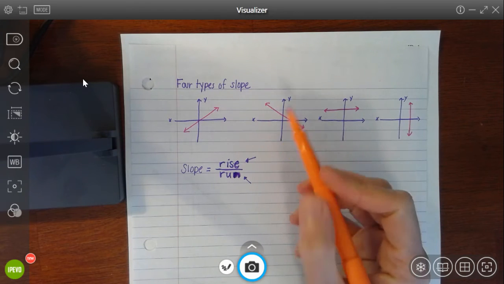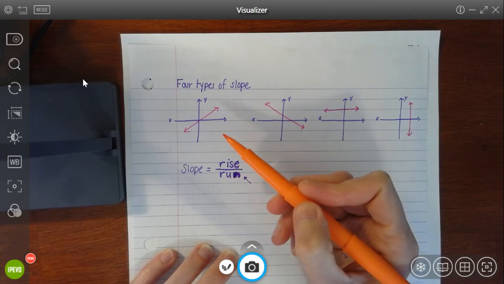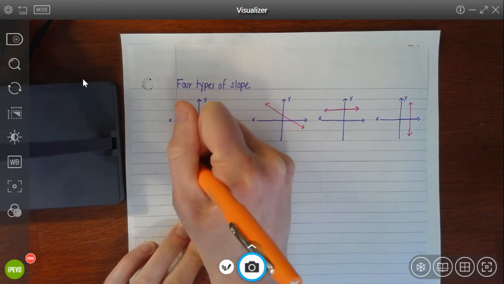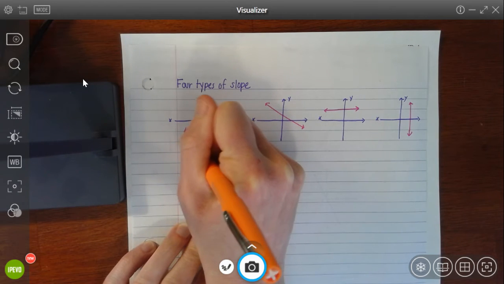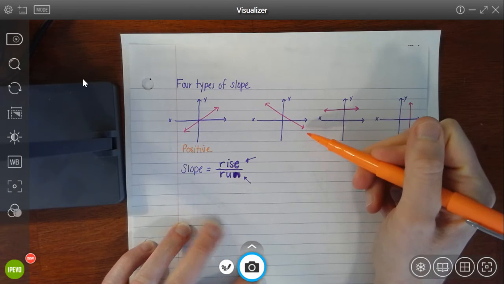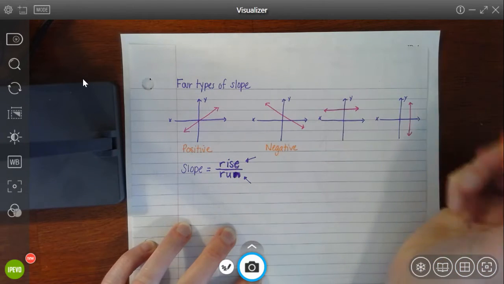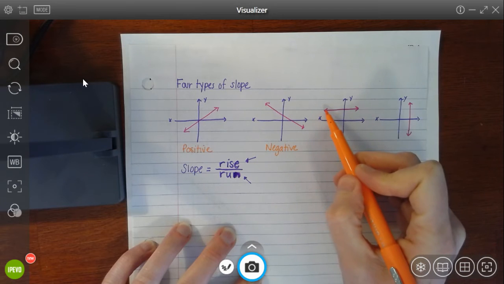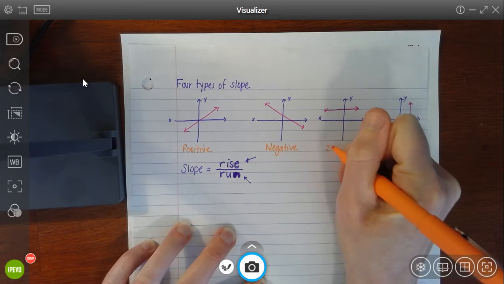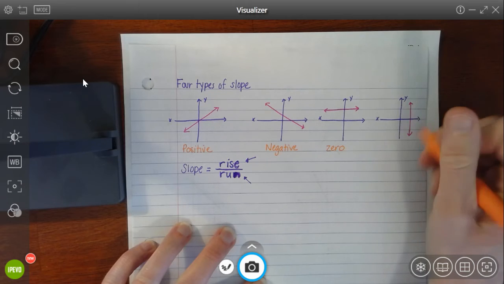For the past few days, we've been talking about the different types of slope. So we first started describing what slope would look like. If a line was increasing from left to right, we would describe that slope as being positive. If a slope was decreasing from left to right, we would describe that slope as being negative. If a slope went straight across horizontally like this, we said the slope was 0. And when the line went up and down, we described its slope as being undefined.